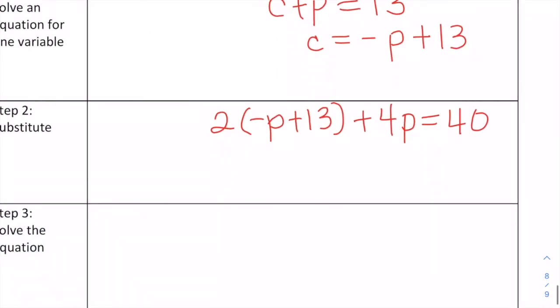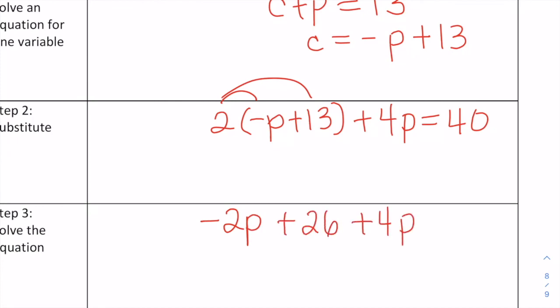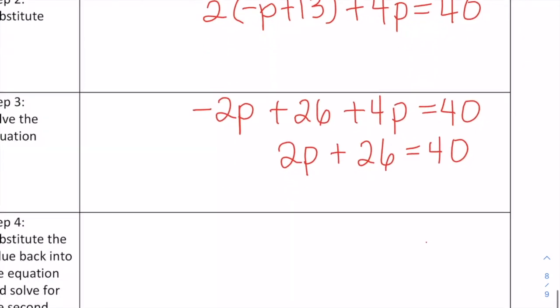From here, we're going to solve for the number of pigs. So we're going to have to make sure we distribute. So that's negative 2P plus 26 plus 4P equals 40. Combine the number of pigs. So we have 2P plus 26. And when we subtract 26 from both sides, we get 2P equals 14. And divide by 2, so we must have 7 pigs.